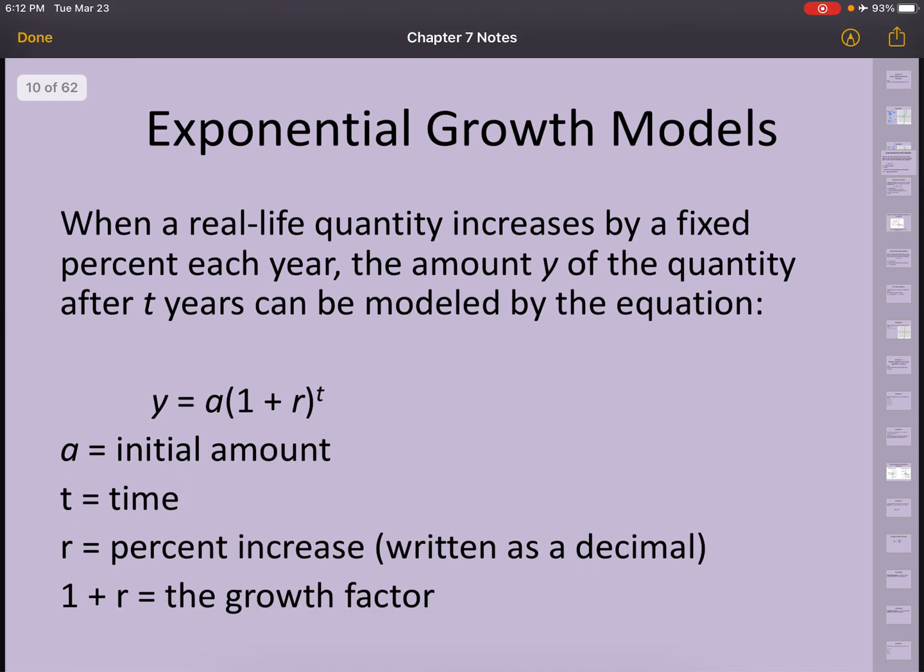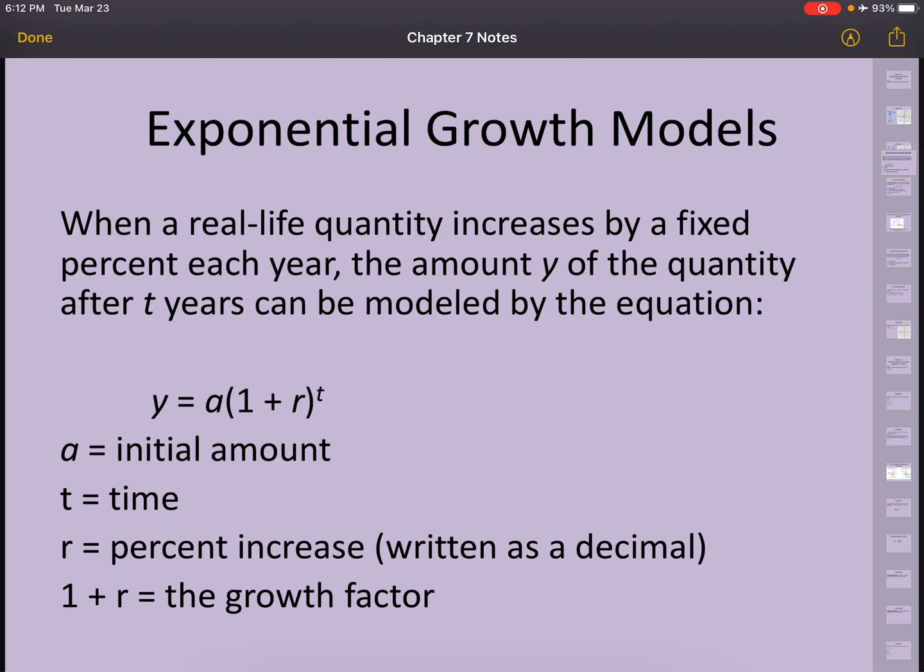Okay, so exponential growth models are used a lot in the real world. So when a real life quantity increases by a fixed % each year, the amount y of the quantity after t years can be modeled by this equation. So y equals a, and in parentheses 1 plus r to the tth power. And in this case, a is the initial amount, t is time, r is the % increase written as a decimal, and 1 plus r is the growth factor.